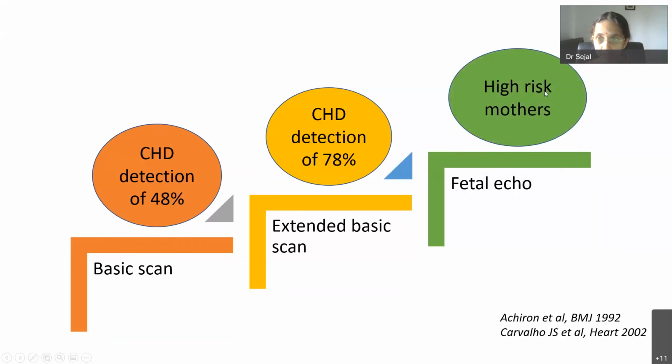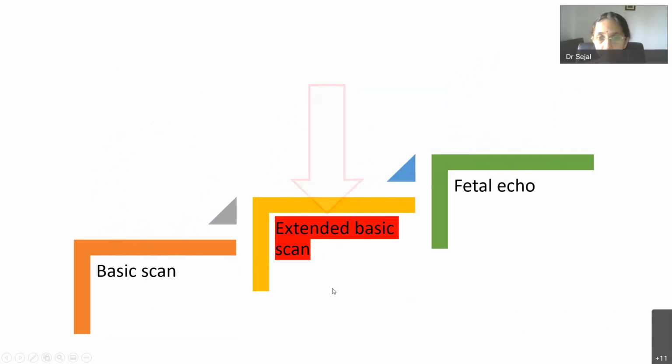Fetal echo is usually indicated in high-risk mothers, and all the indications we went through last month. So amongst the basic and the extended basic scan, which could be a part of the anomaly scan, the extended basic scan is the one which is recommended now to pick up maximum number of heart diseases, or at least suspect, so that they are sent for a fetal echo. Remember that an abnormal suspicious cardiac four-chamber or an outflow tract is the most common indication which has the maximum yield to pick up a congenital heart disease.